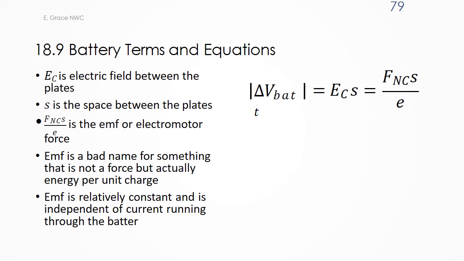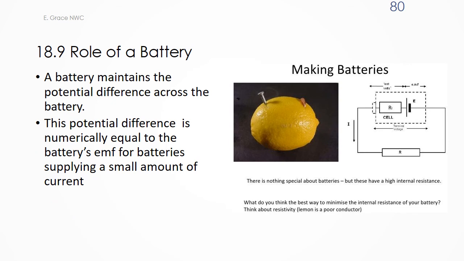Maybe that's why. So EMF is going to be constant and is independent of the current running through the battery. The role of a battery in a circuit is to maintain the potential difference across the battery and across the circuit. So this potential difference is numerically equal to the battery's EMF for batteries that supply a small amount of current. We will get into different understandings of batteries next chapter so we can understand them in more detail.